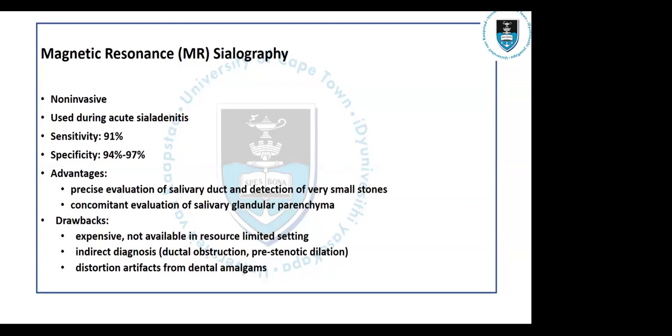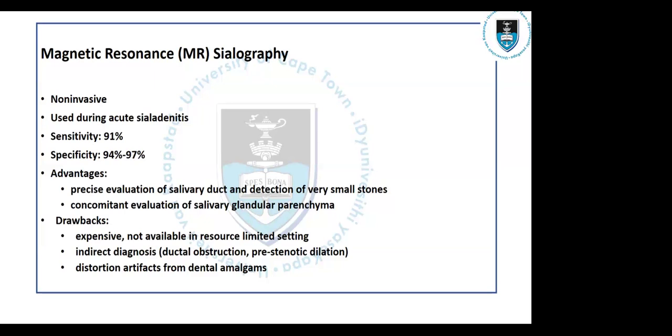The main advantages of MR sialography are the precise evaluation of the salivary duct, including proximal branches, and the detection of very small stones. It also allows concomitant evaluation of the salivary glandular parenchyma. The drawback of MR sialography is that it is expensive and not widely available, especially in resource-limited settings.